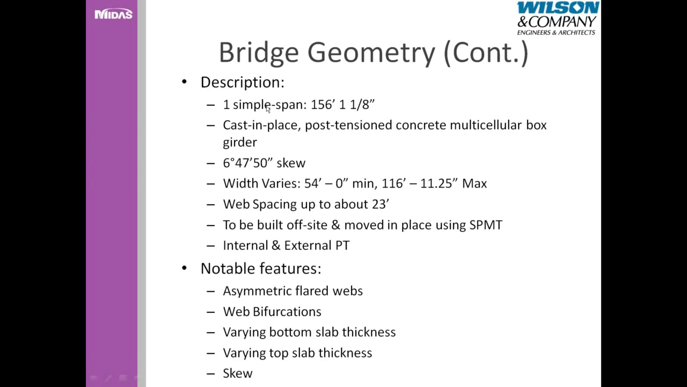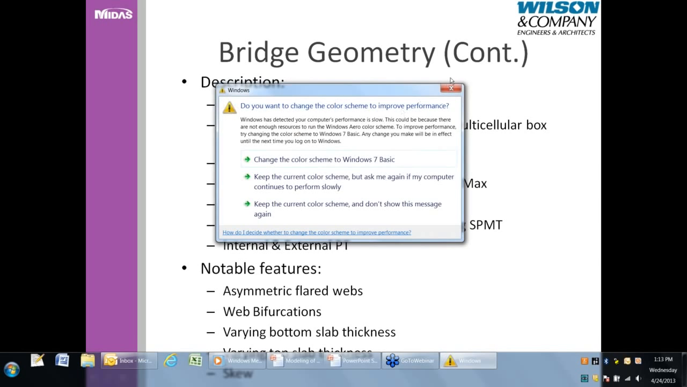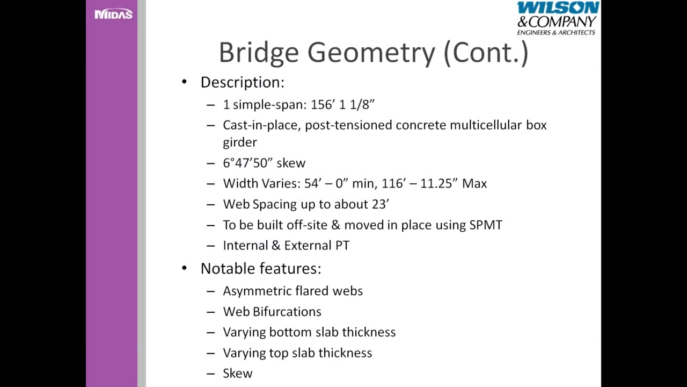So just kind of a summary of what this bridge is. It's one simple span, a little over 150 feet, 156 feet long. It's a cast-in-place, post-tensioned concrete multicellular box girder. About 6 3/4 degree skew. The width varies from 54 feet to 117 feet, and the web spacing varies from about 16 feet to 23 feet.